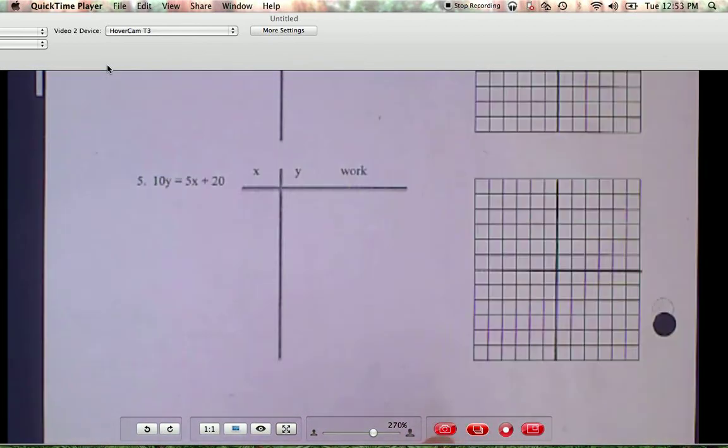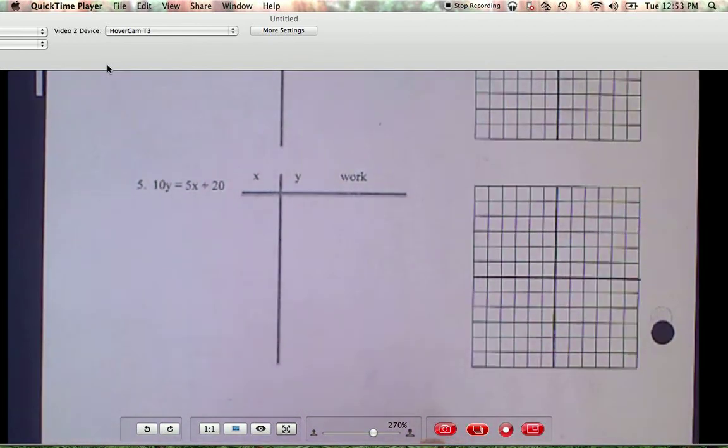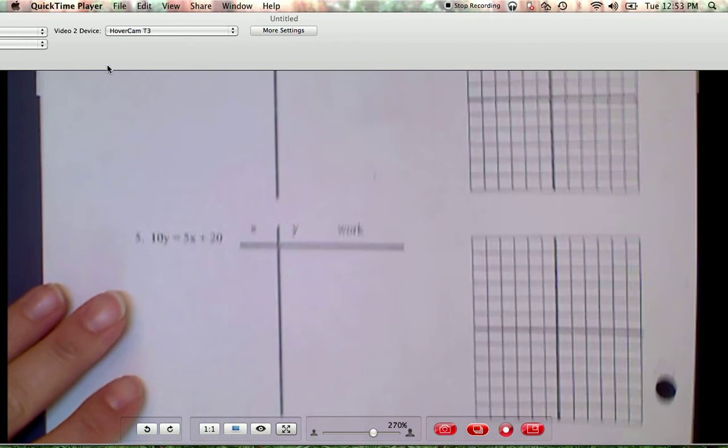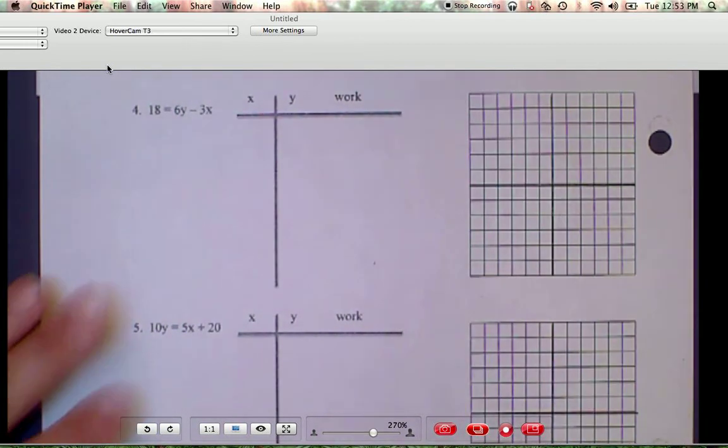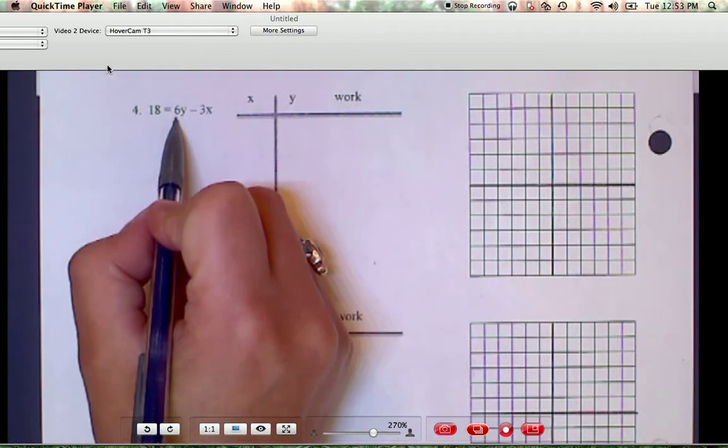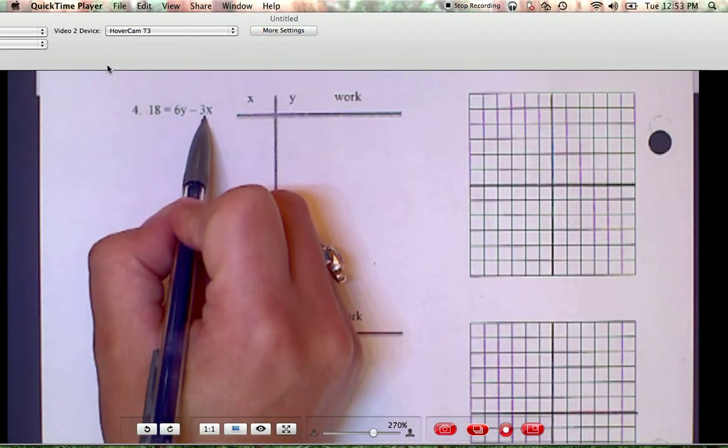Let's flip to the back side. Now here's where we get into the one difference I was telling you about. So let's look at number 4. We still need to get y alone. So we're going to move this 3x away from it.